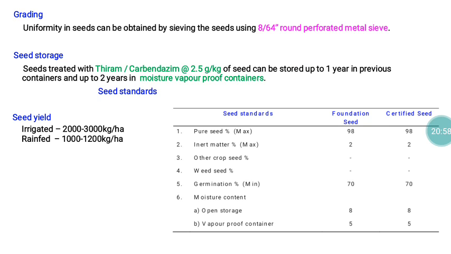For grading purposes, we can use 8/64 inch round perforated metal sieves. For storage, we have to treat the seeds with carbendazim at 2.5 gram per kg of seeds. We can then store the seeds for longer periods. As far as seed standards are concerned, we have to maintain a minimum germination of 70%, and pure seed percentage of 98%. Yield-wise, if it is an irrigated crop, we can harvest 2000 to 3000 kg per hectare. If it is a rain-fed crop, we can harvest around 1000 to 1200 kg per hectare.